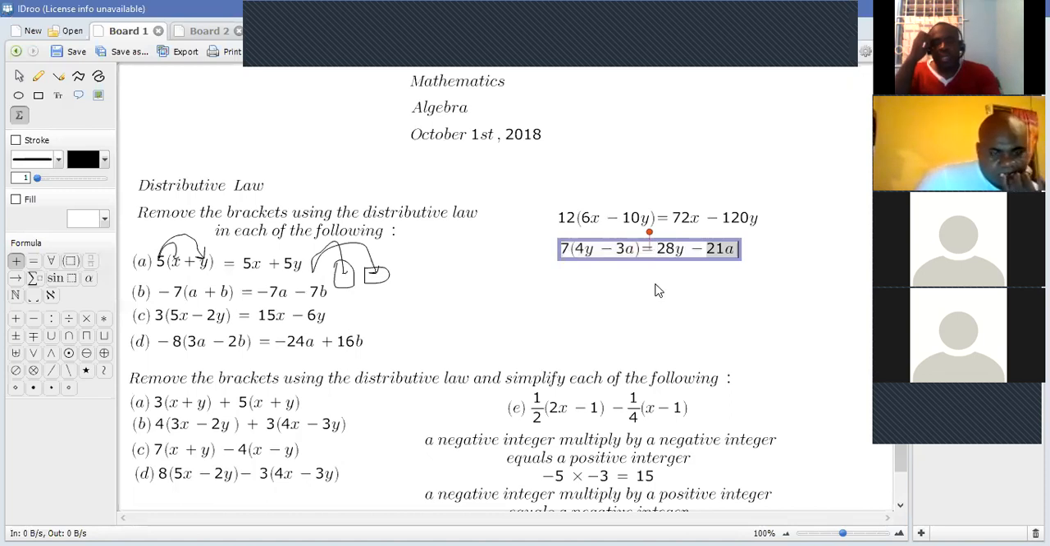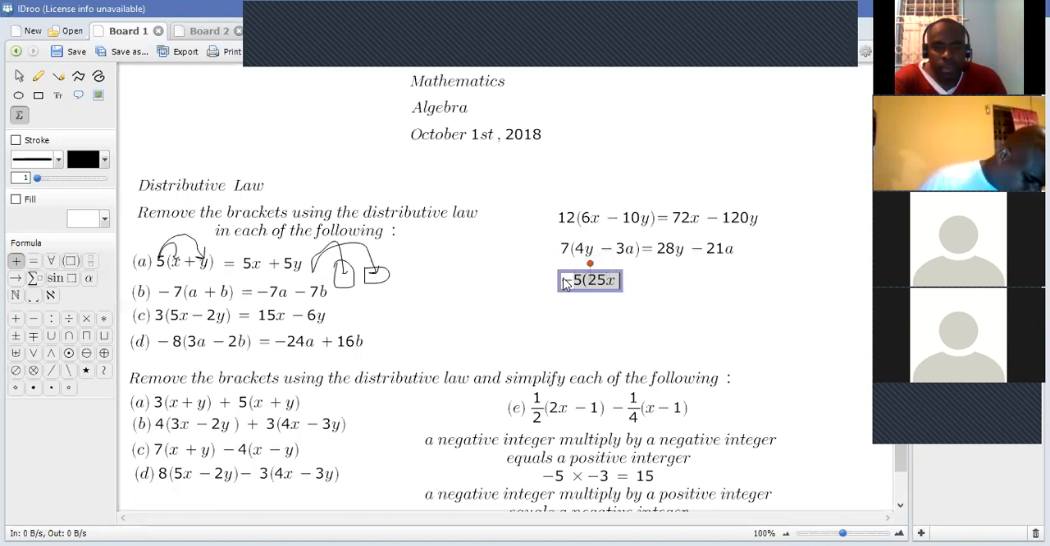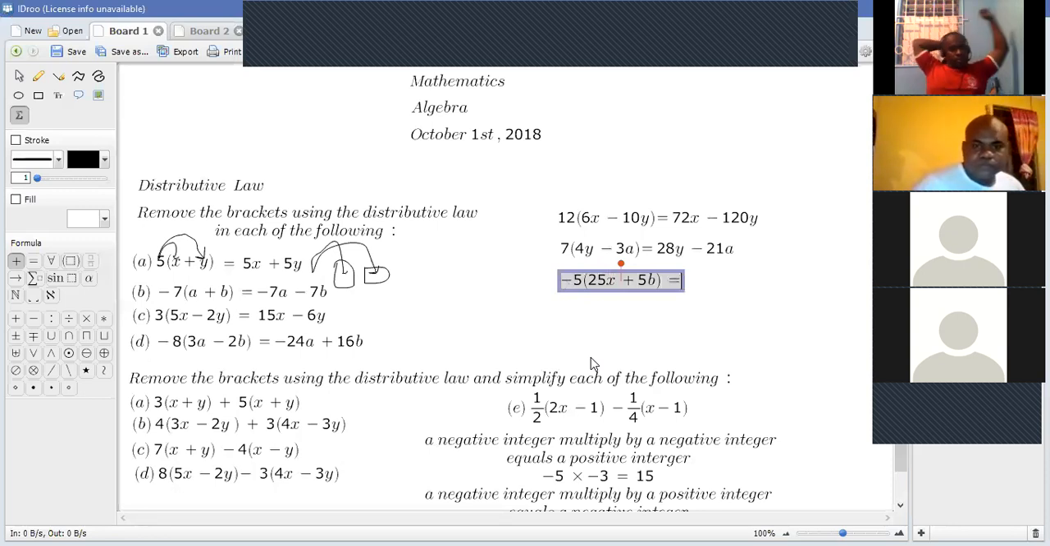All right, Chevel, your turn. Negative 5, bracket 25x plus 5b, close bracket. Okay. Call a name. Daniel, that's yours.